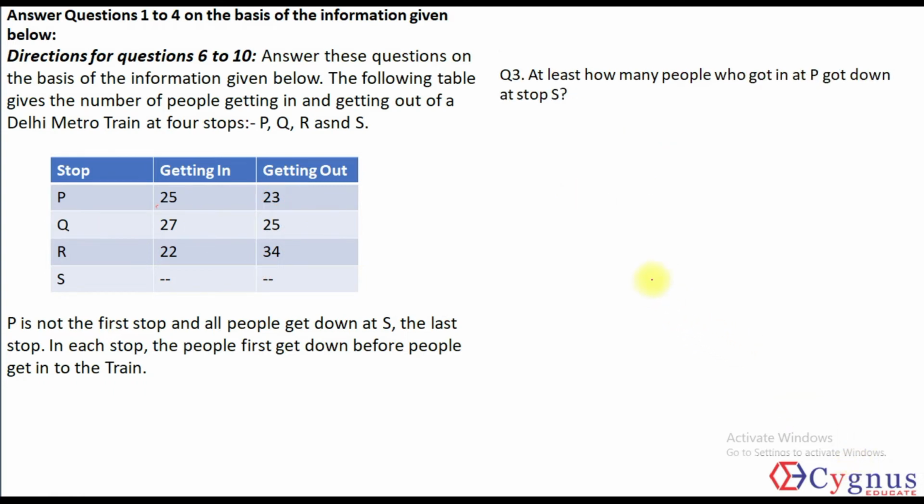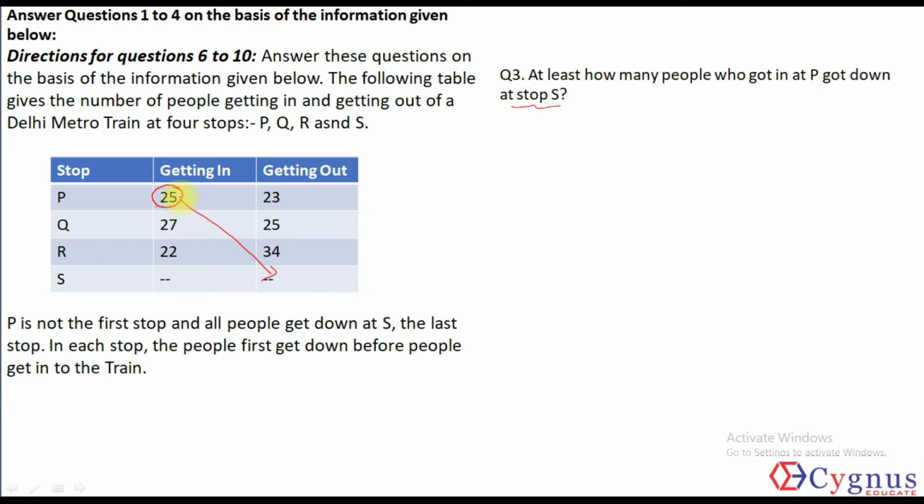Okay, what is the next question? At least how many people who got in at P got down at stop S? Now, how many people got in at P? 25. And what do you want? You don't want them to get down at what? S. So I'll try that they get down somewhere earlier.